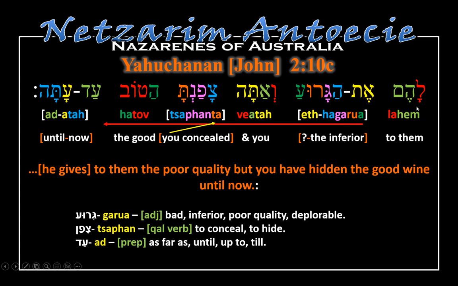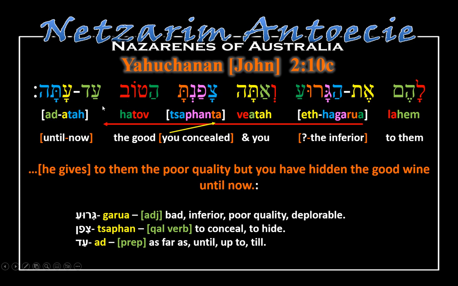So we read it. Lahem, meaning to them. So the hem is them. Et, grammar marker, ha-garua, the inferior. If we look down here, garua as an adjective means bad, inferior, poor quality, deplorable. Ve'ata, and you, zafanta, you concealed. So zafan is a kal verb to conceal, to hide. So you concealed.